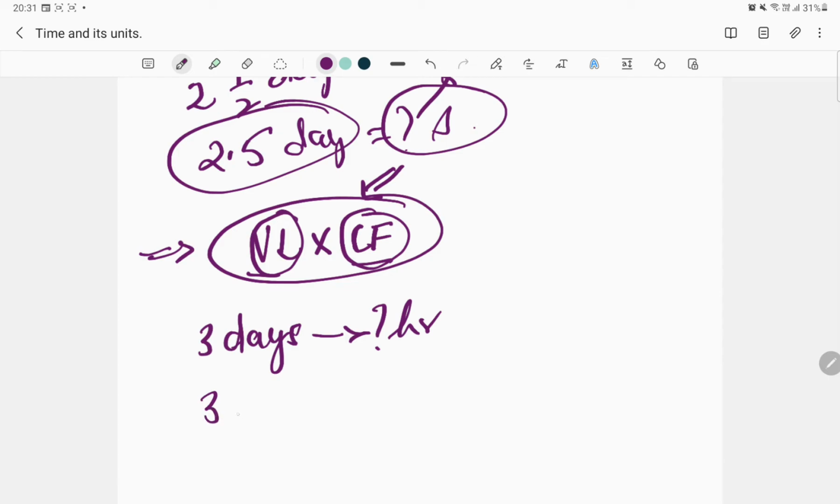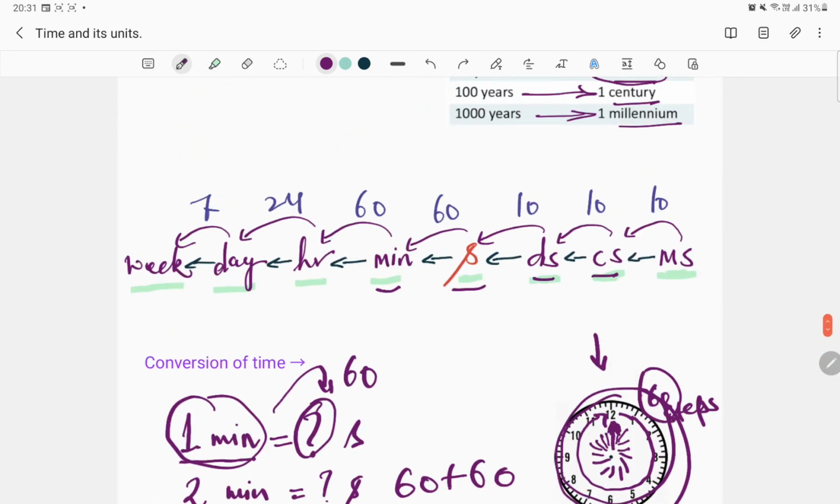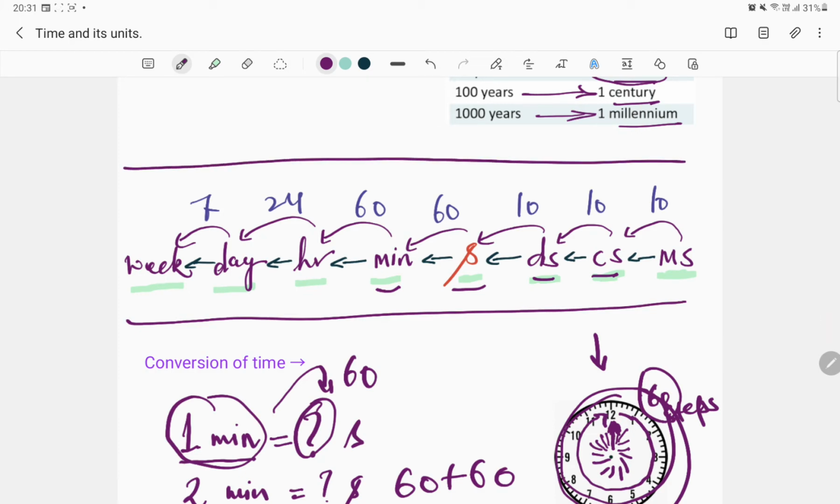But now let us say I would like to do another sum, which is: 3 days is how many minutes? In order to do these two problems, what information do I need? I need this particular flow chart, this particular illustration, which tells me about the conversion factor.